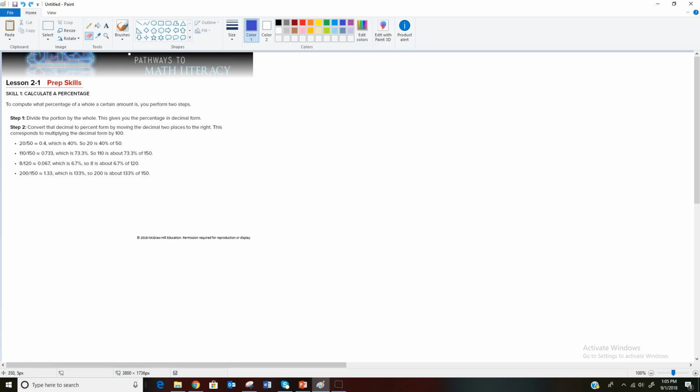Hi everyone, we're back with what in our book is section 3, and we're going to be starting with the prep skills of calculating a percentage. The steps in doing this is to divide the portion by the whole. Sometimes you'll be given a fraction first, and then you'll need to put that into decimal form. So that's what we're going to be working on.